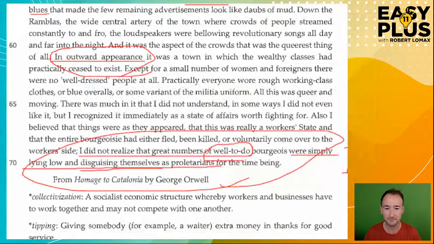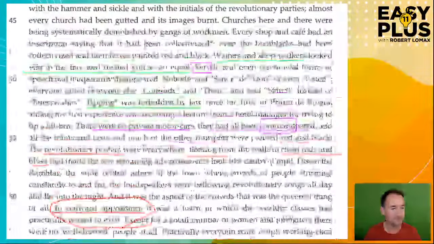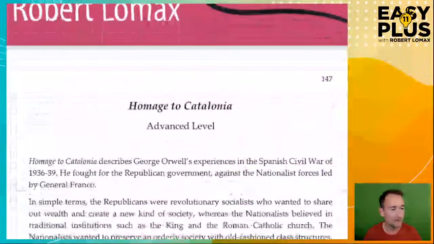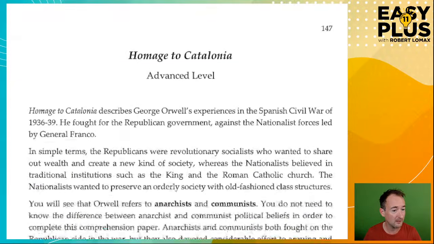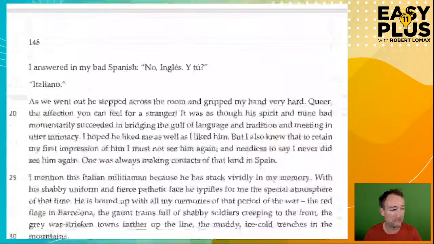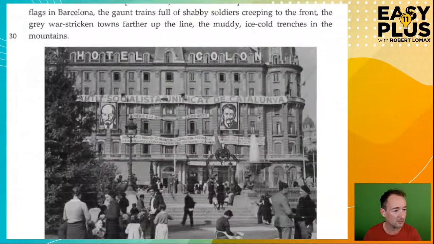Okay, so we look at the dates. Let's just pop back to the beginning and see whether that helps us. So it describes Orwell's experiences in the Spanish Civil War of 1936 to 39. Okay? And this is about the beginning, the early period, just before he joined the militia and so on. And I think there were some references to date in the passage. Yes, this was in, where are we here?